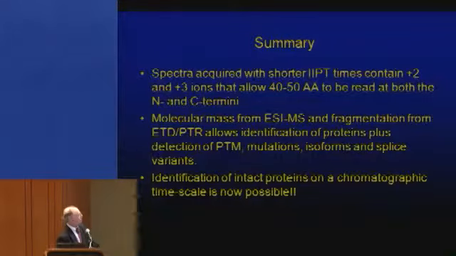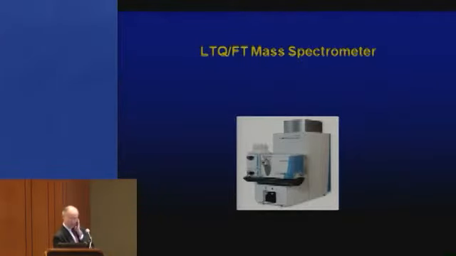So at the moment, I would say you can identify lots of proteins on a chromatographic time scale with that information. Now, the next challenge is, of course, not only just to identify the protein, but to be able to characterize everything that's going on with that protein. And so it was obvious that we needed to hook the linear ion trap up to one of the other analyzers, like the Orbitrap or the Fourier transform instrument.